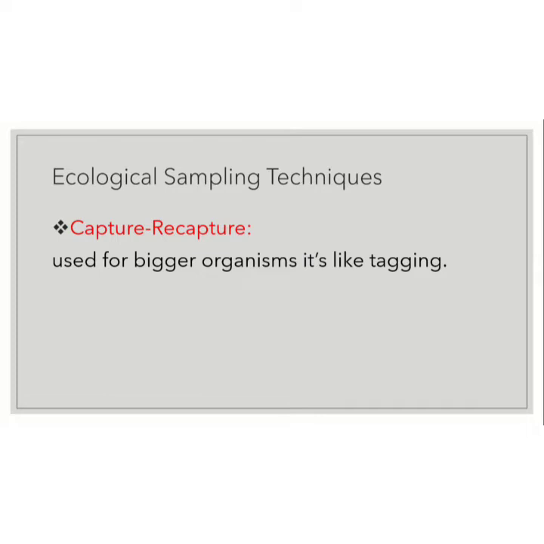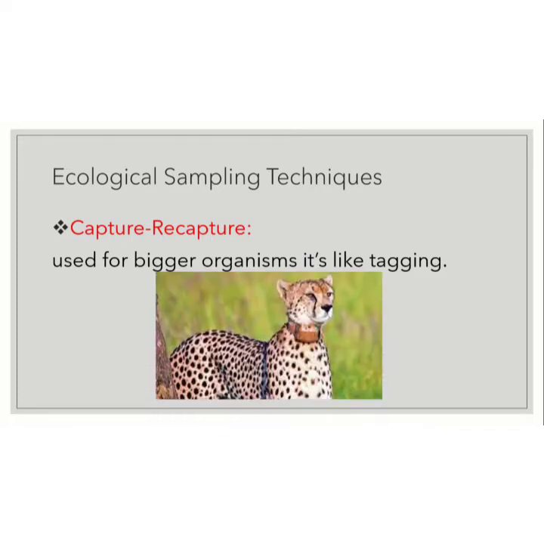So it's not just about numbering the population. It's also about seeing how they interact with other organisms. It's seeing how their population changes. It's a whole host of things. All right. So you use capture and recapture for usually bigger organisms. And it's like tagging. So you tag the organism and you release it back into the environment.